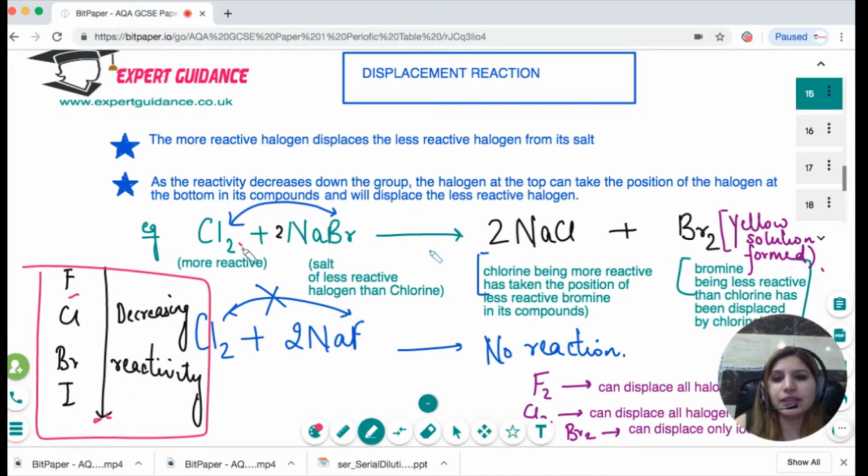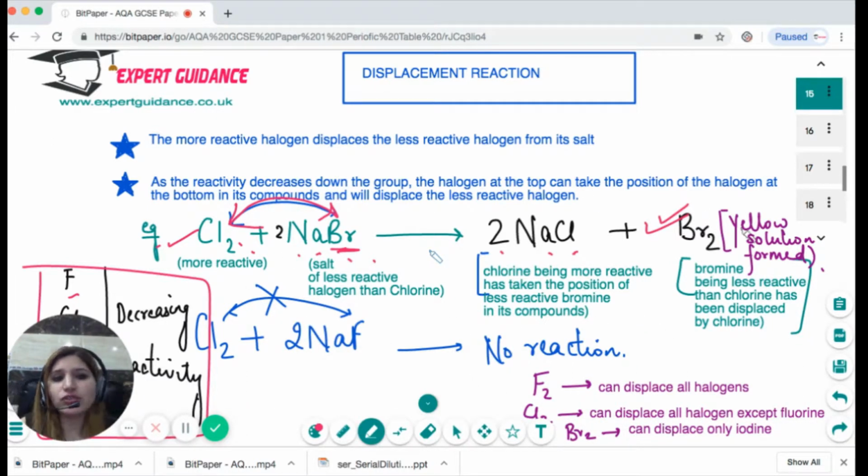So, for example, look at this reaction, chlorine with NaBr. Which is more reactive? Chlorine, good. Which is less reactive? Bromine. And bromine is in the form of a compound or salt. So chlorine can quickly swap the position of the bromine and form 2 NaCl, displacing the bromine. If this reaction is in solution, you will see a yellow solution. Chlorine, being more reactive, has taken the position of the less reactive bromine in its compound, and bromine, being less reactive than chlorine, has been displaced by chlorine.